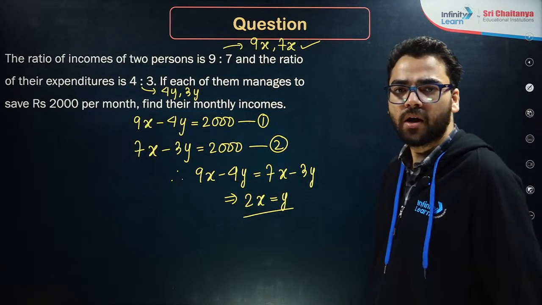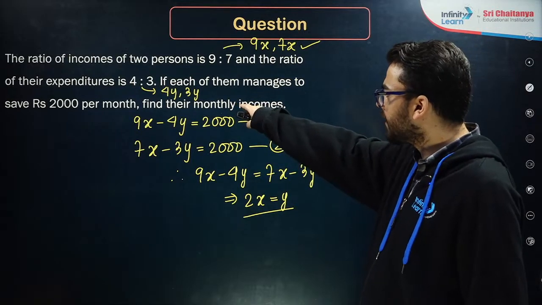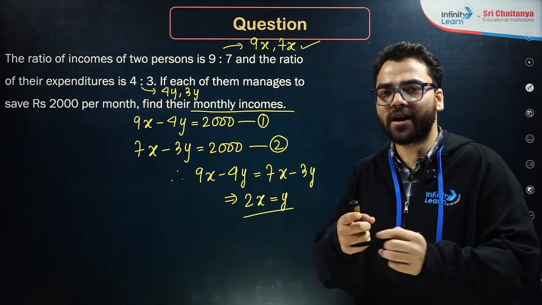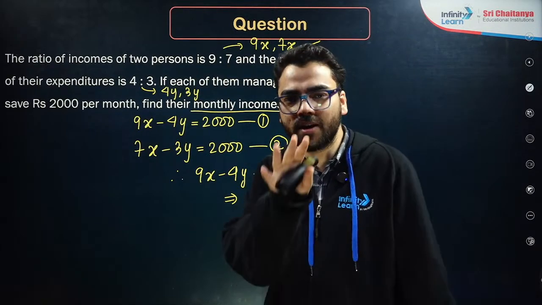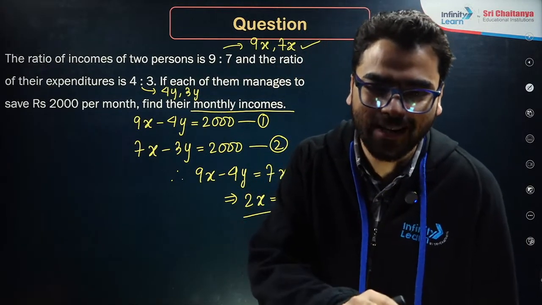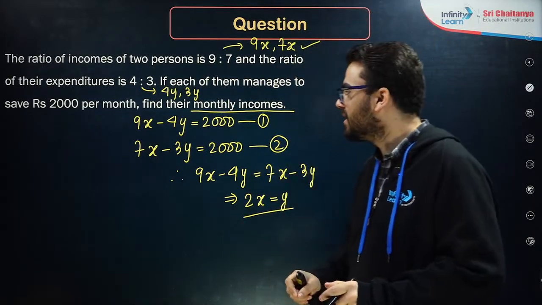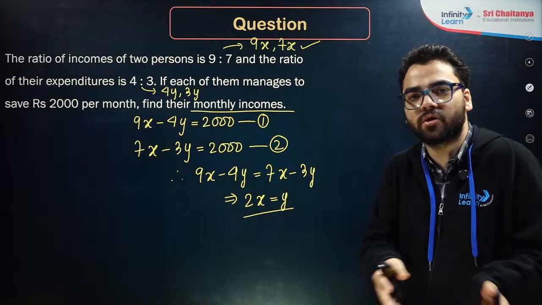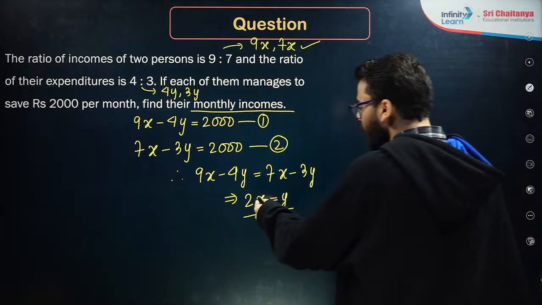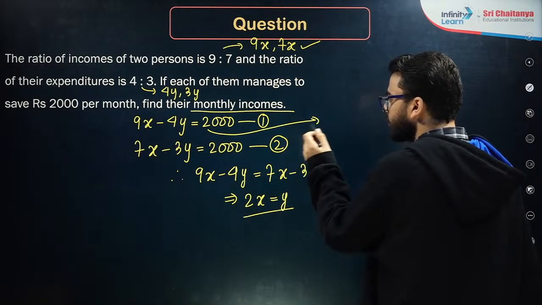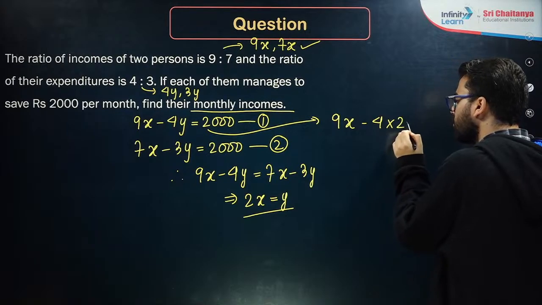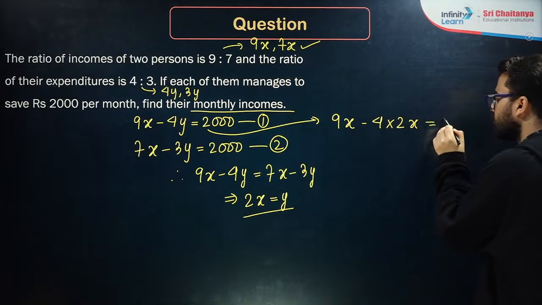Yes or no? Have I got 2x is equal to y? Exactly. Now we just have to find the value of x over here because we want their monthly incomes. So if you don't find the value of y, nobody is going to deduct your marks for that. I hope you understand that. They just want you to find the value of x. They don't want you to find the value of y. It's not compulsory. So we can just put y is equal to 2x, suppose in the first equation. So y is equal to 2x. We can easily put over here. That is equal to 2000.